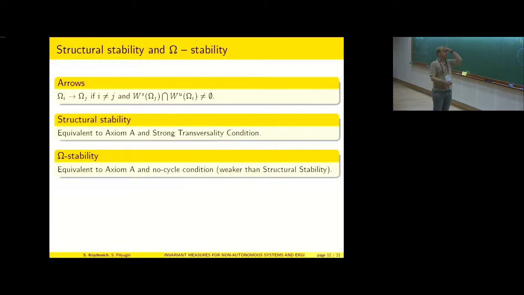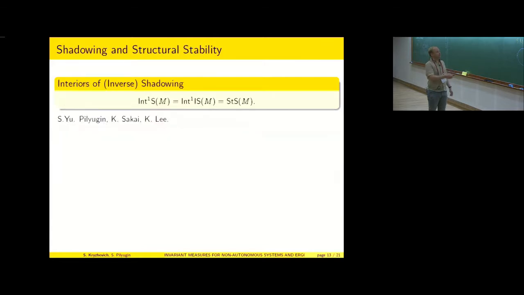What does the no-cycle condition mean? We have basic sets, and if the stable manifold of one basic set intersects with another, we can draw an arrow from one set to another one. Like this, we can make an oriented graph of these basic sets, and if this oriented graph does not contain any cycles, then we say that there is the no-cycle condition, which is weaker than structural stability, and together with axiom A, it implies omega stability.